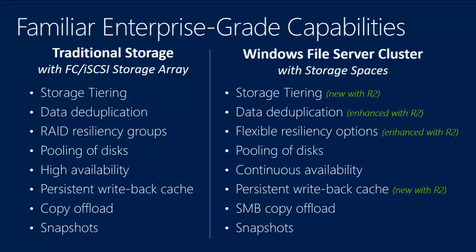From a capabilities point of view, my traditional storage and a Windows file server cluster also share very similar capabilities, perhaps with different names. Both have storage tiering. This is new in R2. Both have a form of data deduplication. Both have availability. Both have a persistent write-back cache. And both do offloaded copies, just to name a few. Capabilities, architecture, both are very similar. No different than what you're deploying today.